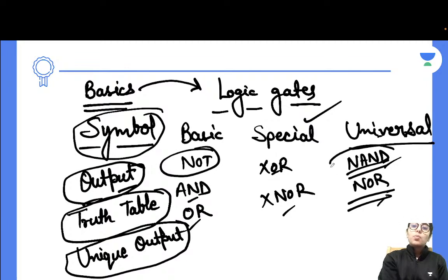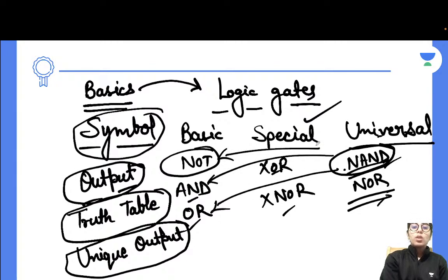Universal gates can create all the other types of gates. So how many NAND gates are required to construct the NOT gate? How many NAND gates are required to construct the AND gate? How many NAND gates are required to construct the OR gate? How many NOR gates are required to construct these, or any of the gates particularly? So that part should be clear.